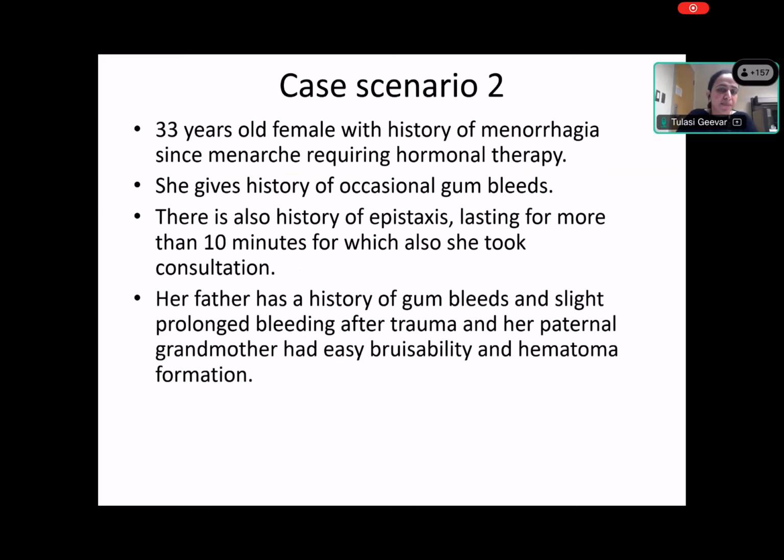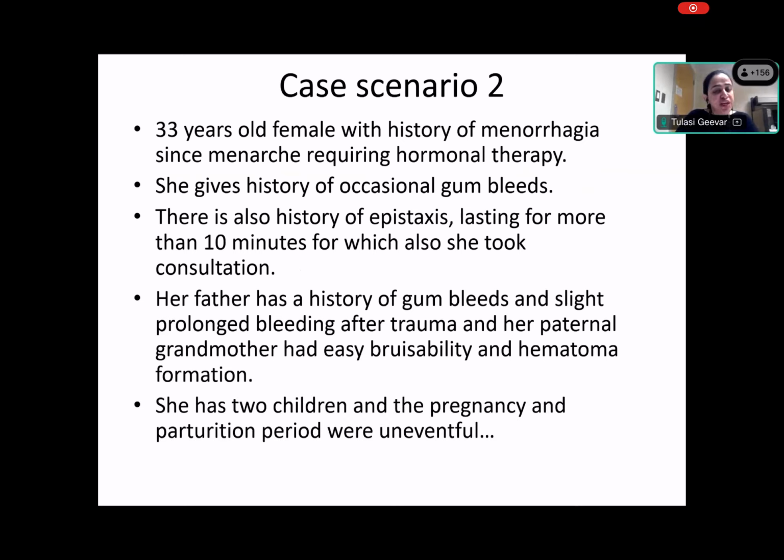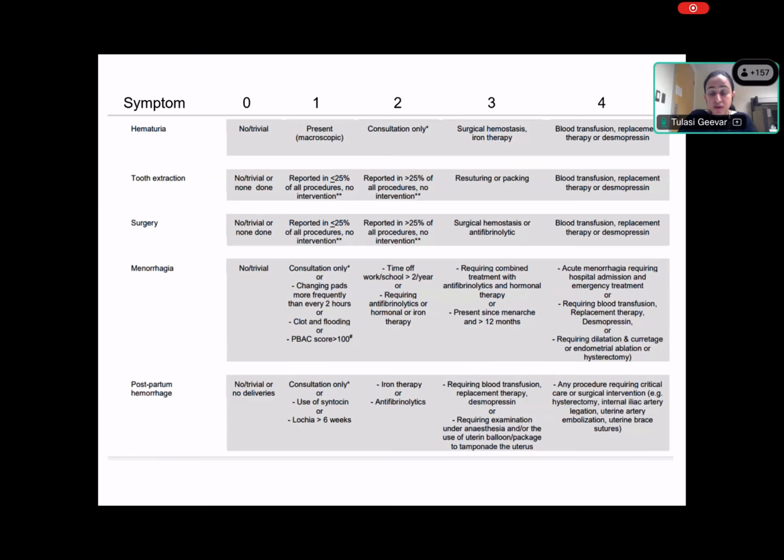Her father has a history of gum bleeding and slight prolonged bleeding after trauma, and her paternal grandmother has easy bruisability and hematoma formation. She has 2 children, and the pregnancy and the parturition period were uneventful. So let's try to calculate the BAT score for this patient. She has menorrhagia since menarche. So that will give a score of 3.